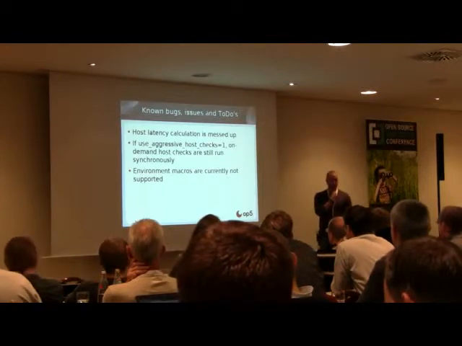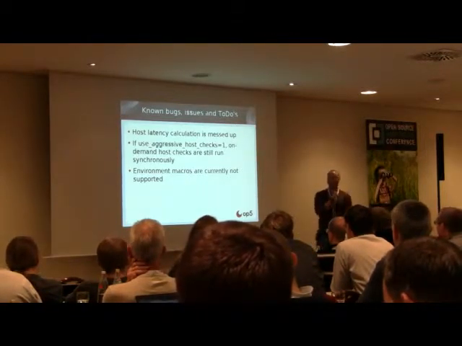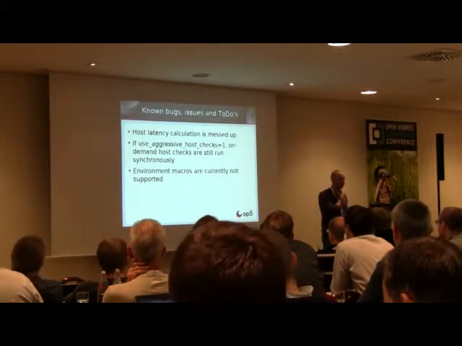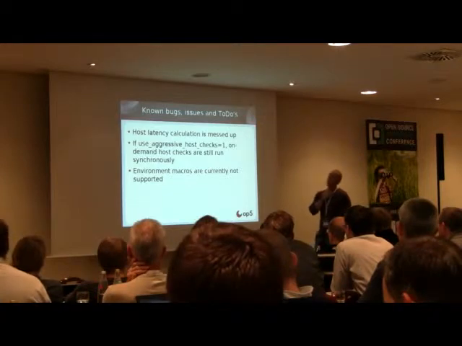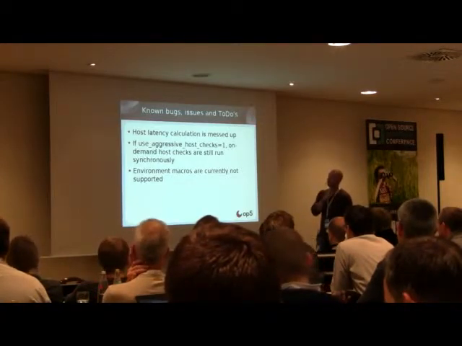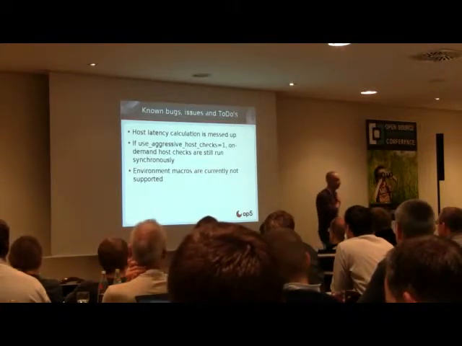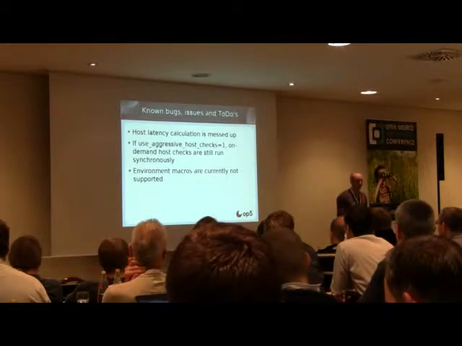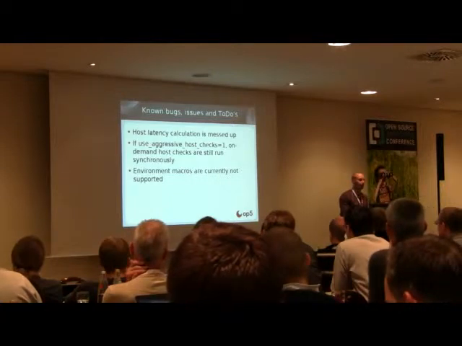There are a couple of known bugs, of course. Host latency calculation is for some reason messed up. I am not sure if that's because host checks are scheduled multiple times or what's happening there. If use aggressive host checks equals 1 in the Nagios configuration, on-demand host checks are still run in a serial fashion. And environment macros are currently not supported. It means that macros have to be passed to commands on the command line.